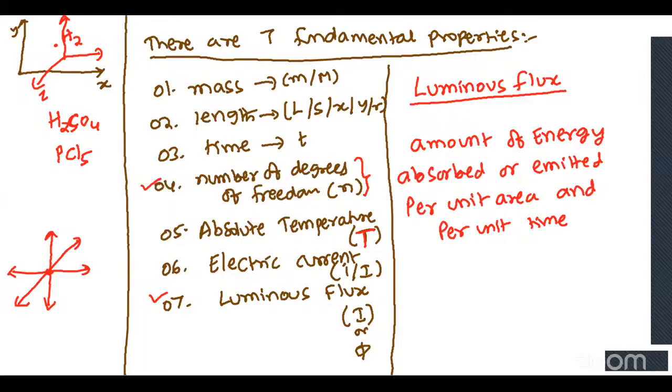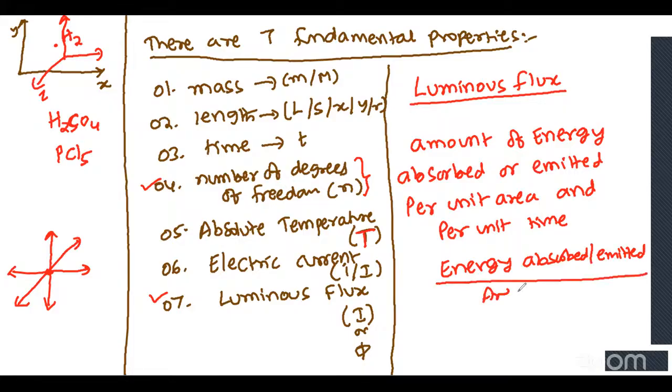With respect to the floor, I can say energy absorbed. With respect to the source, I can say it is energy emitted. So, luminous flux is energy absorbed or energy emitted by area multiplied by time. As the area increases, this luminous flux will decrease.